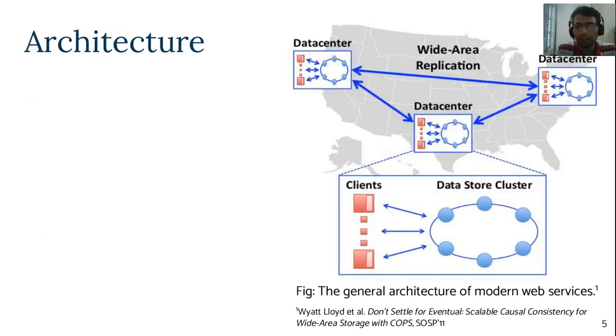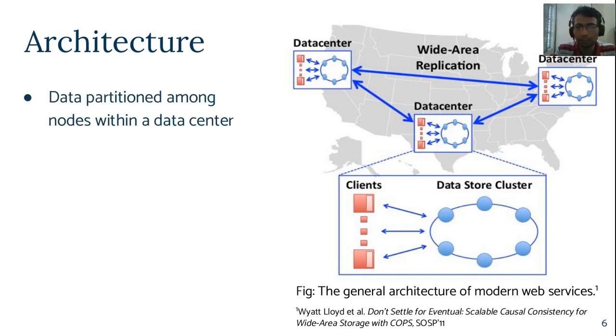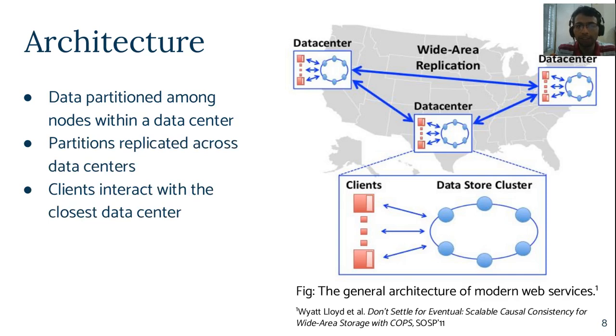Here's the general architecture of a modern web application. You have multiple data centers, and within one data center, the data is partitioned among nodes. These partitions are then replicated across data centers. Clients interact with the data center which is closest to them.